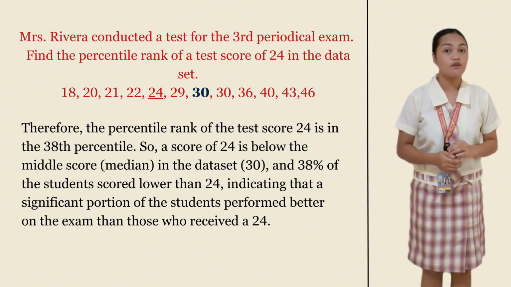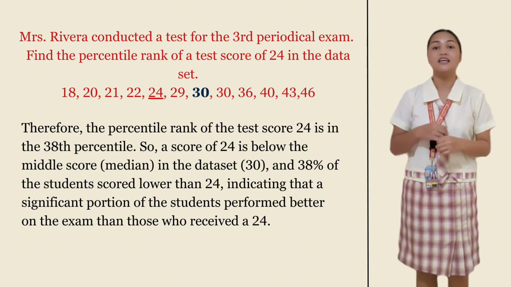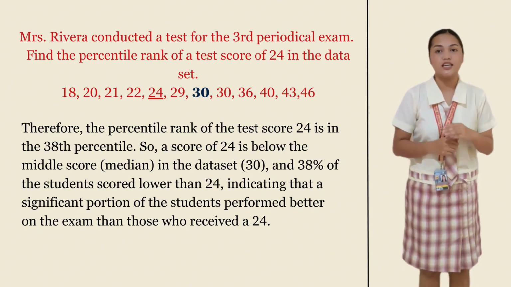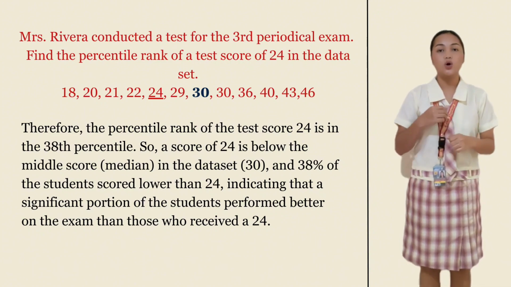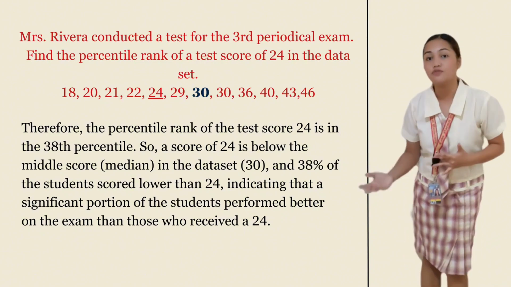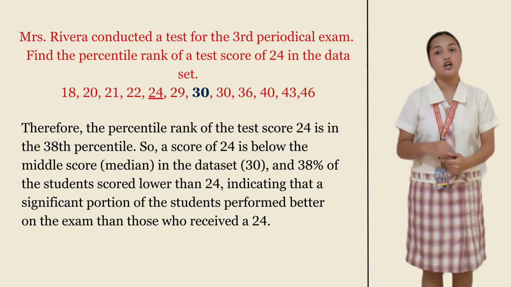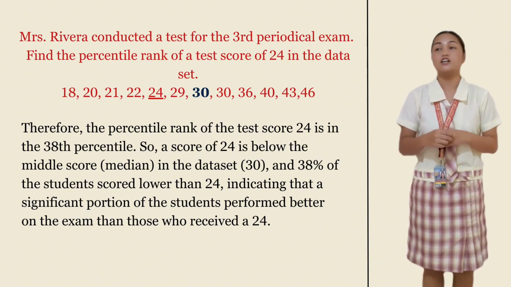So a score of 24 is below the middle score, which is the median of the dataset, 30, and 38% of the students scored lower than 24, indicating that a significant portion of the students performed better on the exam than those who received a 24.